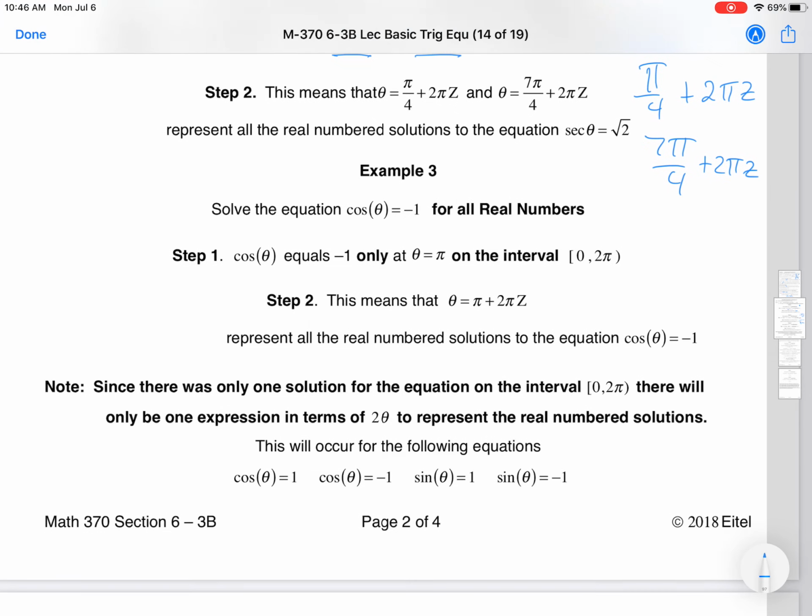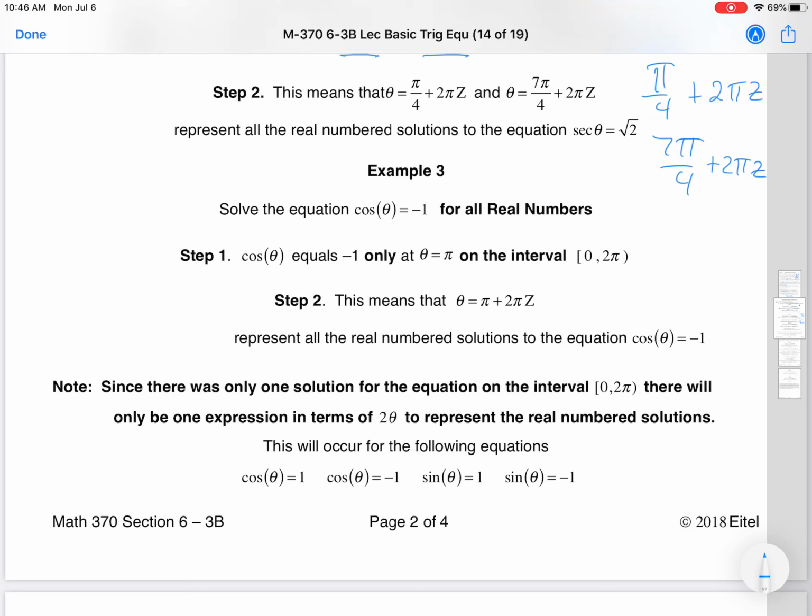So what about when it's -1? We have to think about where cosine theta is -1. Cosine corresponds to x's. X being -1 would be right out here, right? That's an x distance of 1 away in the negative direction. So that's why he's labeling pi. And that's the only time that happens from 0 to 2 pi. So how do we finish? What does this new section add? That we add 2 pi z to our answer. And so here's his note.